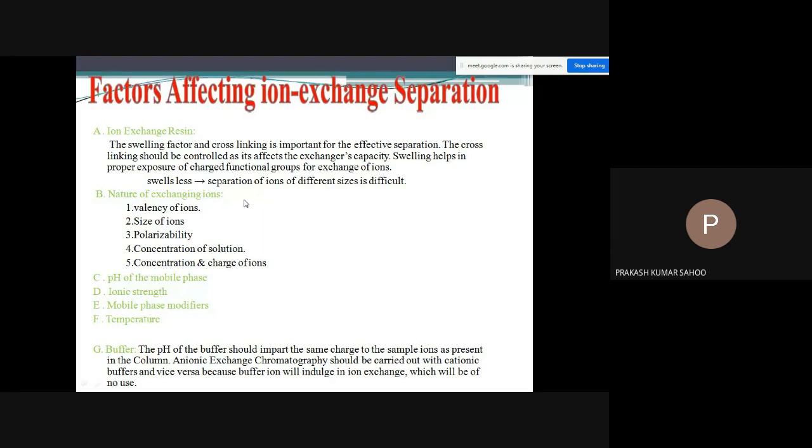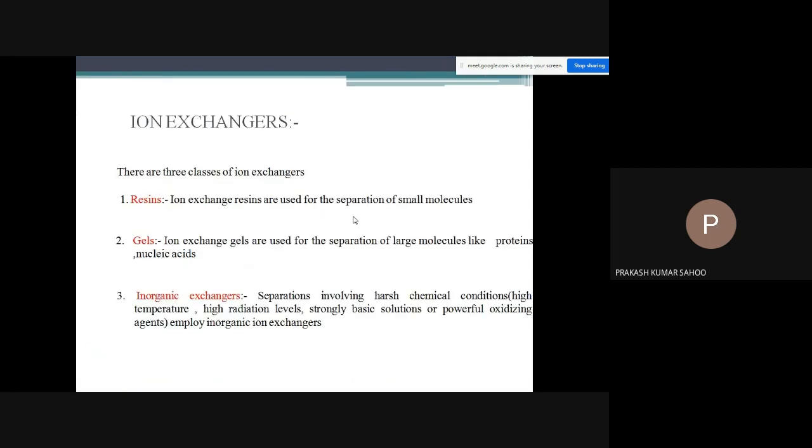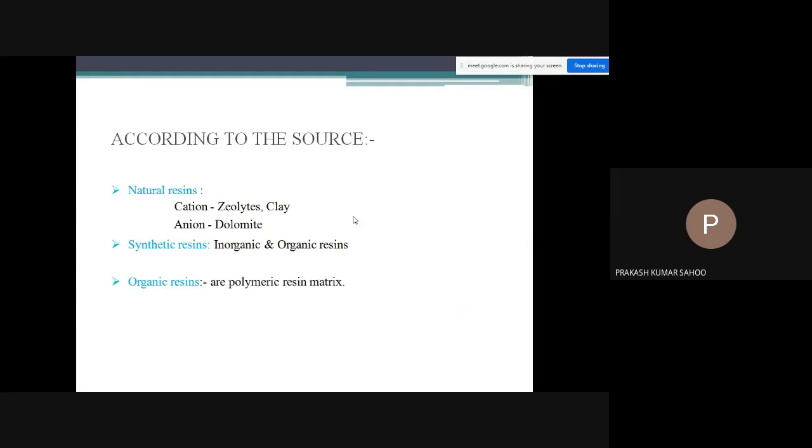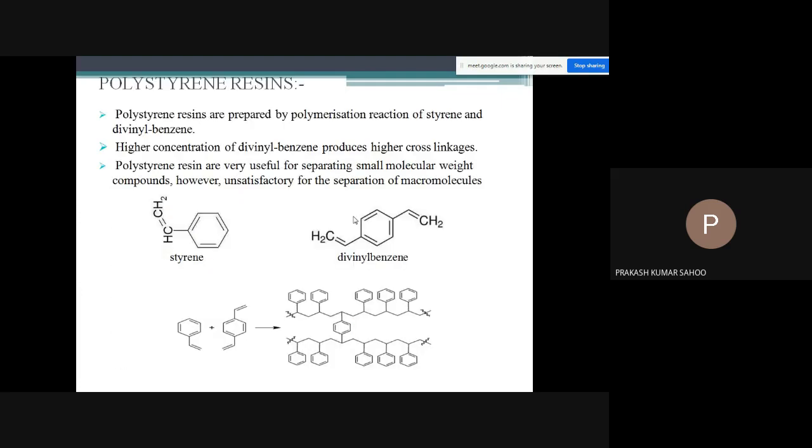What are the nature? This is very much valency of ions, size of ion, polarizability, concentration and charges, pH of the mobile phase, ion exchange mobile phase, temperature, buffer. These are all the parameters or factors which affect the ion exchange separation. So these are the three types of ion exchangers already discussed: natural, synthetic and organic resin.